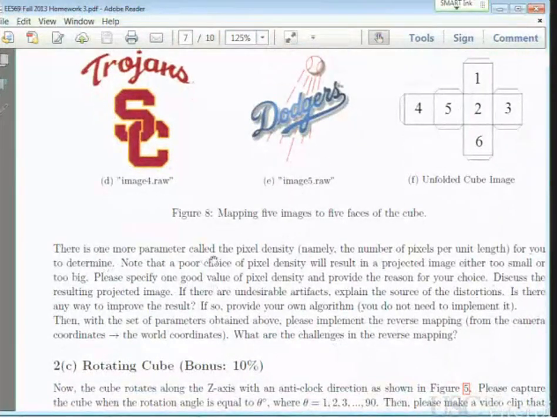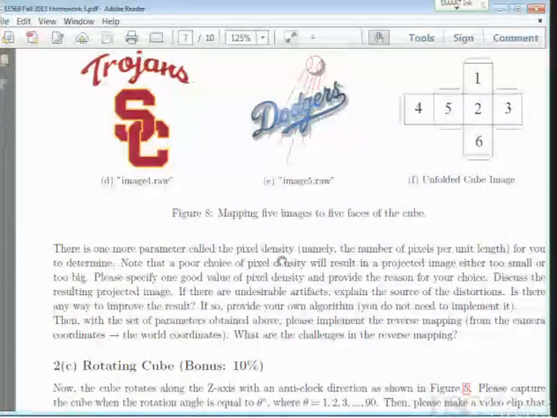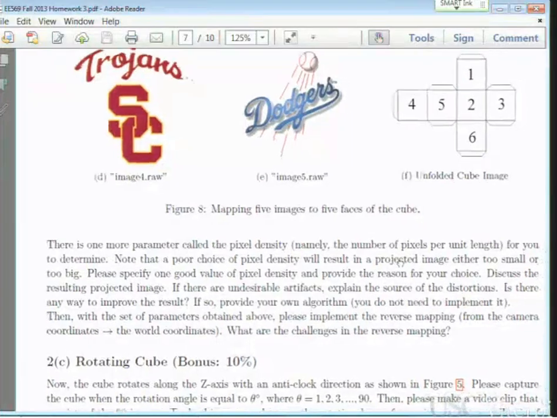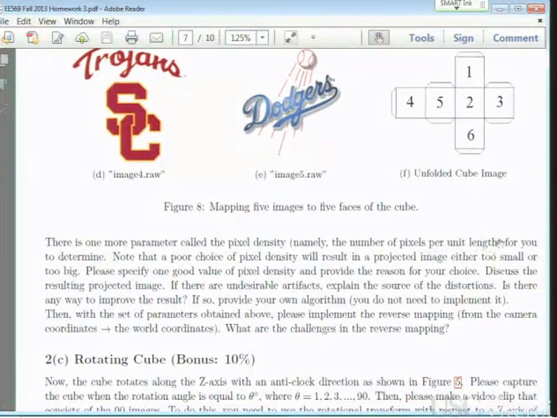There is one more parameter called the pixel density. There is the pixel density on the surface, but this pixel density is on the camera plane, the image plane. These two pixel densities are different. Okay, so we still can define the pixel density: the number of pixels per unit length in the camera on the image plane.